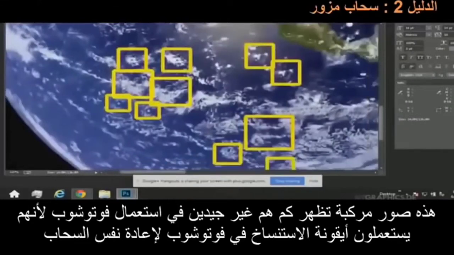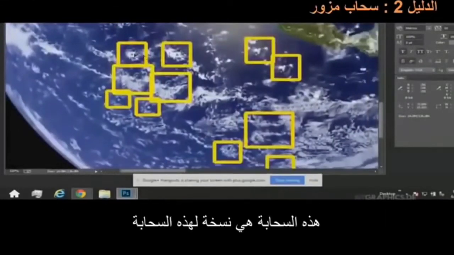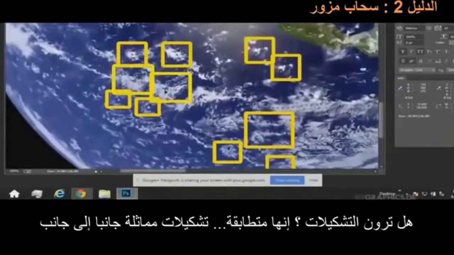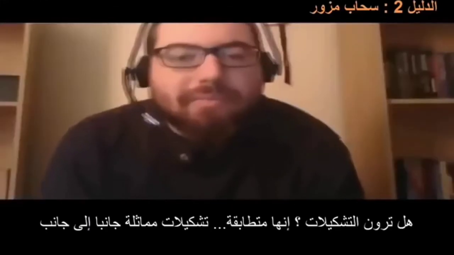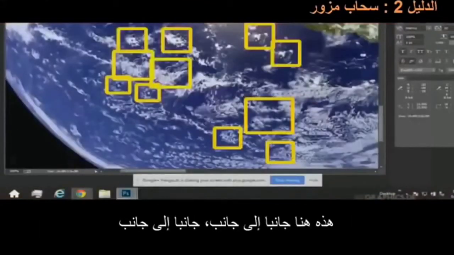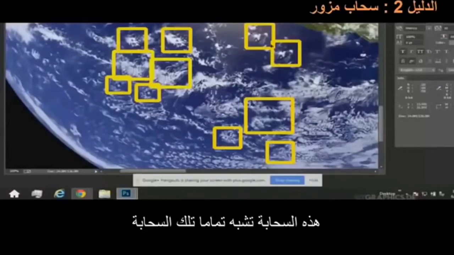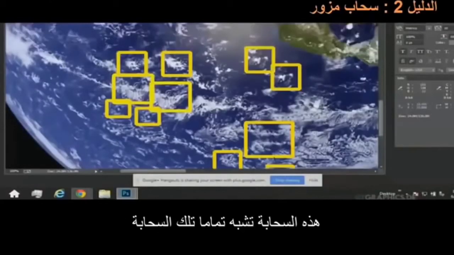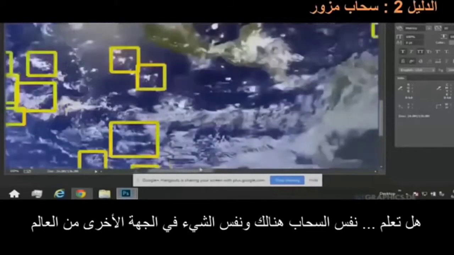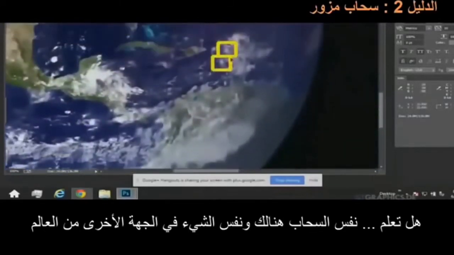These are all composite images where they are really not very good at Photoshop, because they're using the Photoshop clone tool to replicate clouds. This cloud is a copy of this cloud. See the formations? They're identical. Identical formations, side by side. Wow. See this kind of W-looking shape right here, replicated right here. This cloud is exactly the same as that cloud. Same clouds right there.